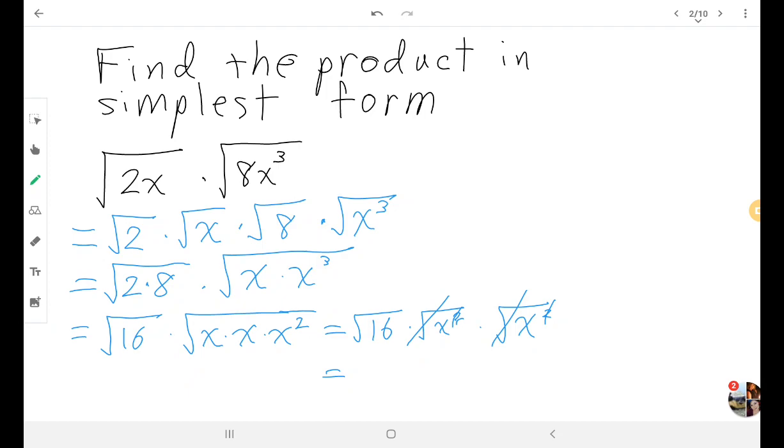What number did you square to get 16? And the answer is 4. So the square root of 16 is 4. In the next one, a square cancels a square root, and I'm just left with x, and same thing in the next one. So I've got 4 times x times x, which is 4x squared. And there we have our most simplified answer.